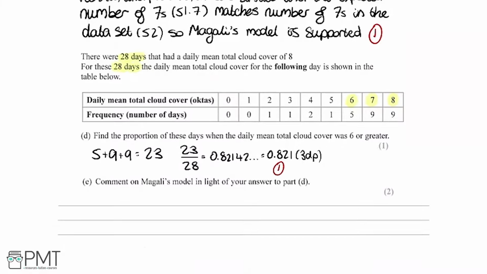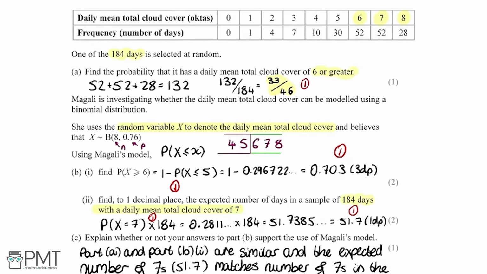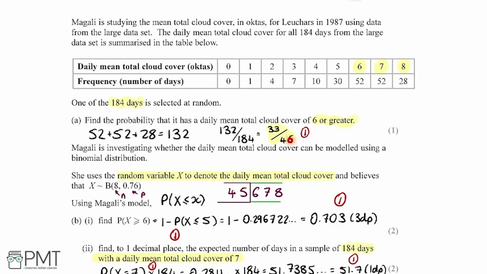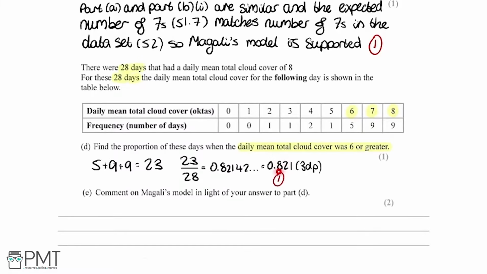So lastly now, part E says we need to comment on Magali's model in light of our answer to part D. So look at this in part D, from this set of data here. When the daily mean total cloud cover was 6 or greater, we got the proportion to be 0.821. However, this differs from what we got from this data in part A. So if we remember, 33 over 46 equals 0.717. And it also differs from here in part B, part 1, which is 0.703. So these two are quite similar. However, with this one, the difference is greater.